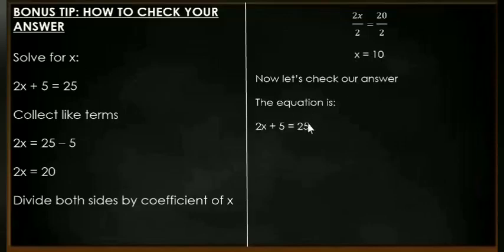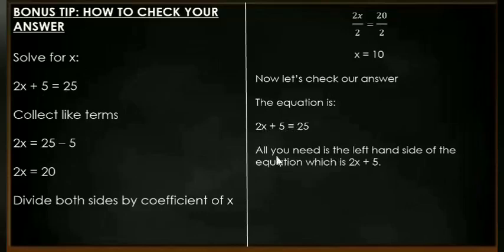The equation is 2x plus 5 equals 25, right? This is the equation we are given, and this is it. So in order for you to check your answer, all you need is the left-hand side of the equation, which is what? 2x plus 5. So whenever you want to check your answer, forget about the right-hand side. You are interested in the left-hand side first, okay? We want to put in the value of x here to see whether you will have 25 as your answer. So this is the left-hand side, 2x plus 5, right? Which is the left-hand side. That's what we are interested in.